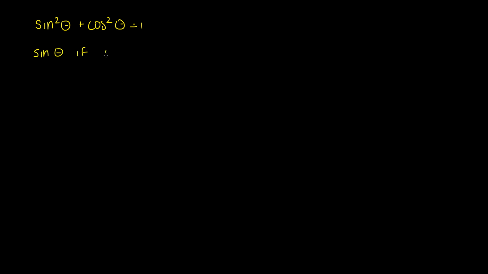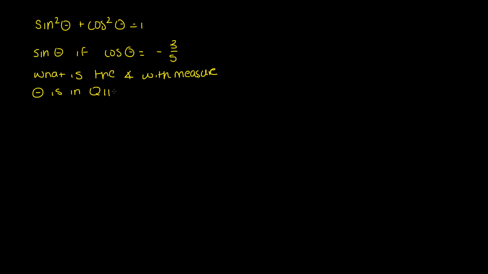if cosine of theta equals -3/5. And what is the angle with measure theta in quadrant 3? So what is the angle? So here is the angle. I'm just going to use angle here, with measure theta is in quadrant 3. Quadrant 1, 2, 3. All right.